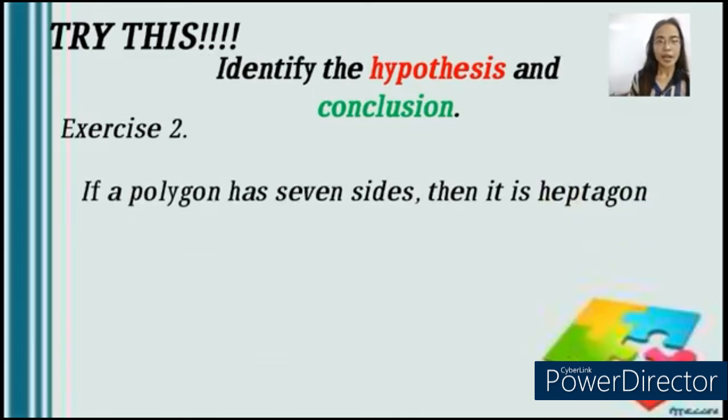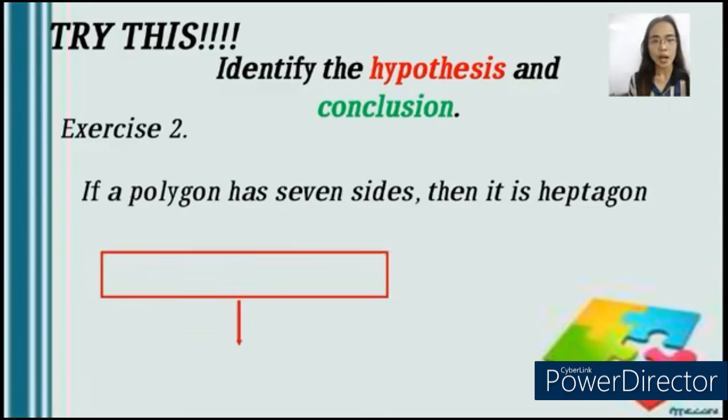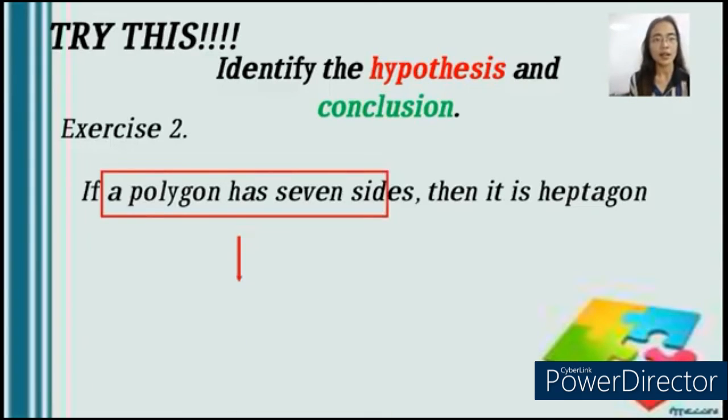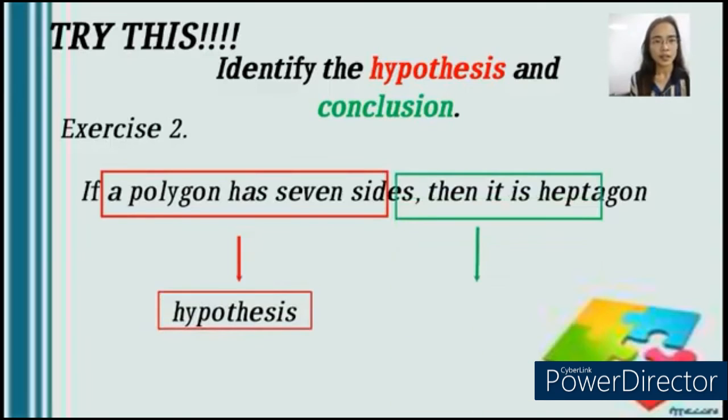Exercise 2. If a polygon has 7 sides, then it is a heptagon. What is the hypothesis? Yes? Very good. A polygon has 7 sides. How about the conclusion? It is a heptagon.